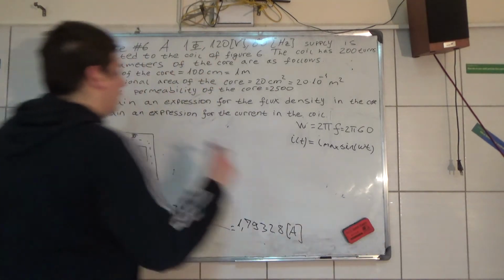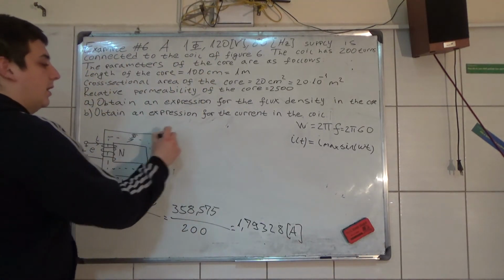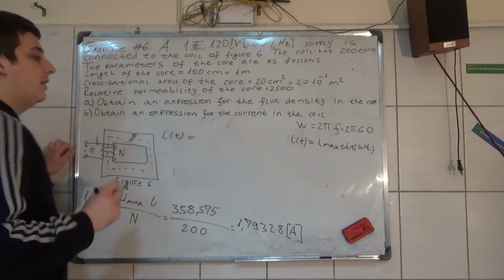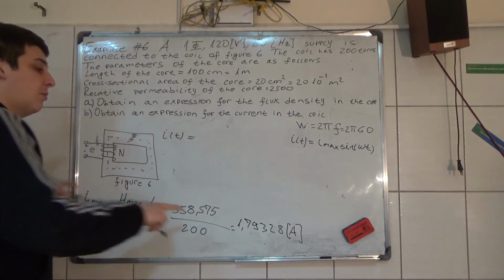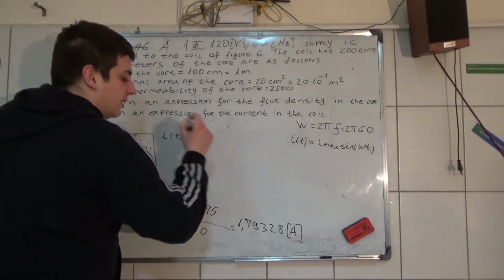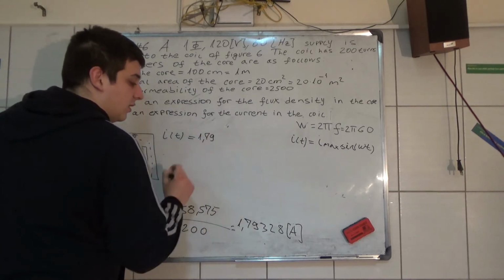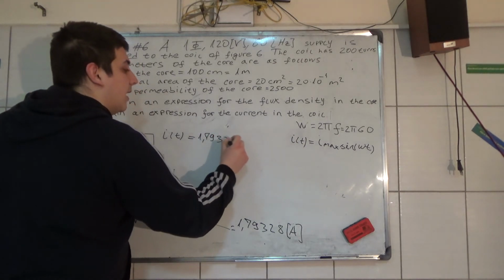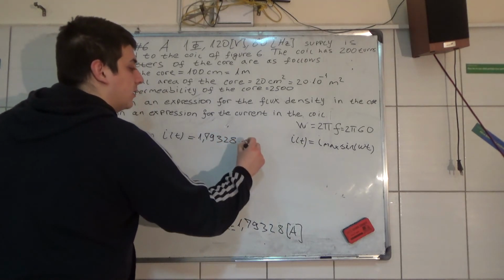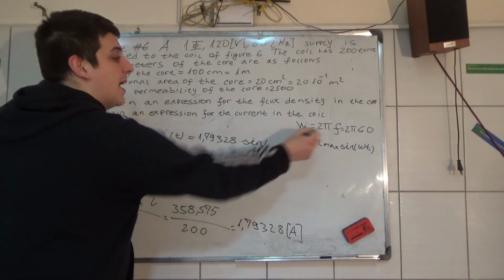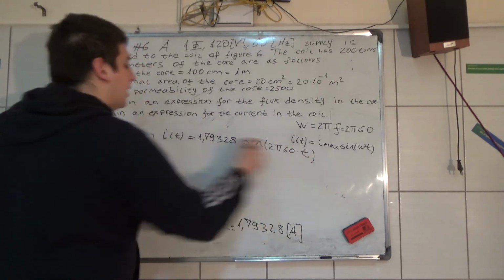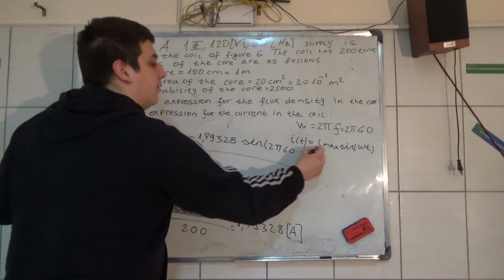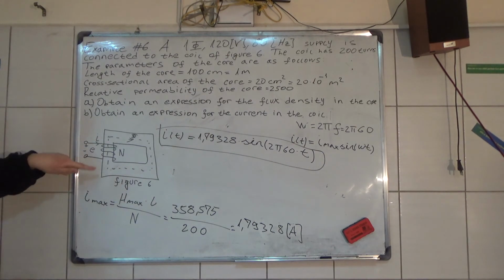Then the current in this coil is given by this equation. So the maximum current is 1.79328 times sin omega, where omega is 2π60, times t. So this is the expression for the current in the coil.